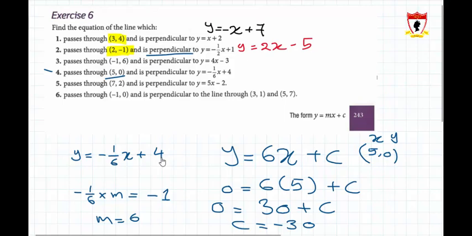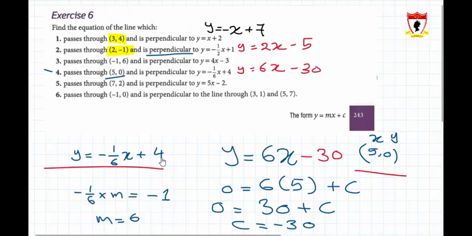Then we can complete the equation because we got the value of c. So the equation is y equals 6x minus 30. This is the equation of the line which is perpendicular to this one and passes through this point. And the answer to question 4 is y equals 6x minus 30.